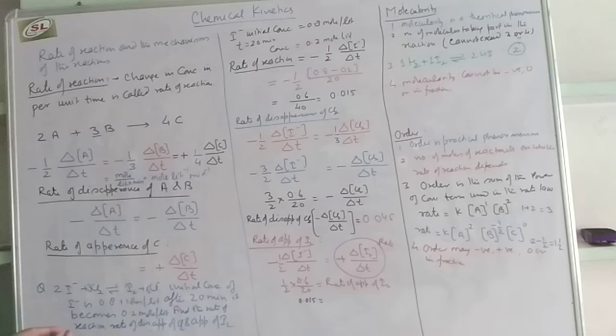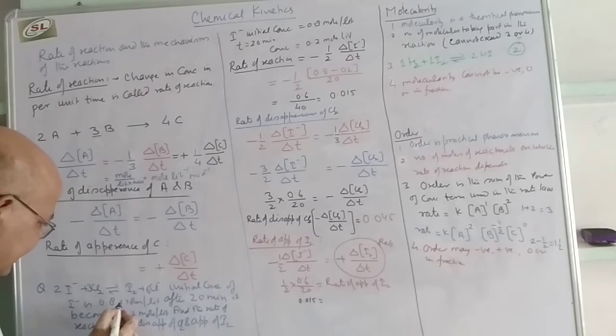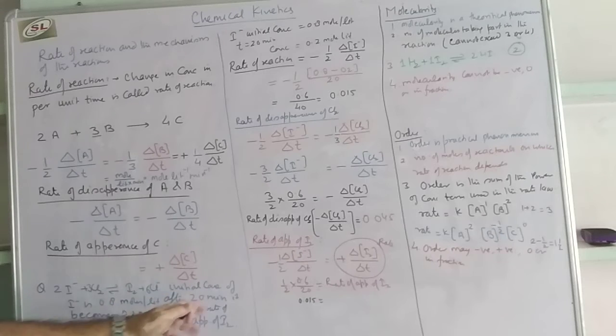Now we can do a numerical. Suppose I have taken a reaction 2I minus + 3Cl2 changes into I2 + 6Cl minus. Initial concentration of I minus is 0.8 moles per liter. After 20 minutes, it becomes 0.2 mole per liter. Find out the rate of reaction, the rate of disappearance of Cl2, and the rate of appearance of I2. Three things we have to find out.